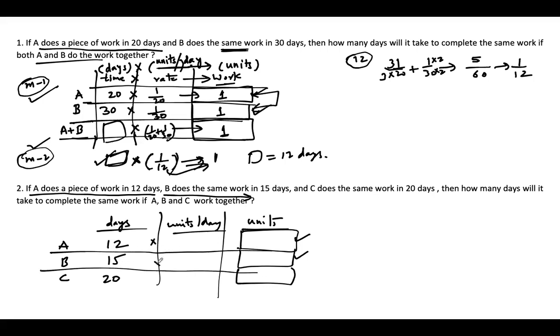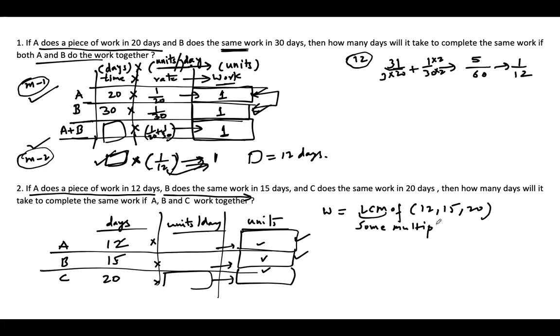12 into something, 15 into something, 20 into something is a box that is equal. So can I say work done can be assumed to be some multiple of 12, some multiple of 15, and some multiple of 20? Is it clear? So what will be that multiple? 60 will work here as well, some multiple of 60. You can assume it to be 60, you can assume it to be 120, and so on.